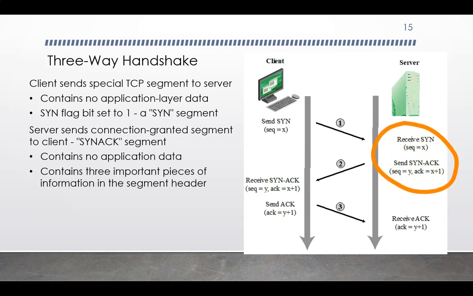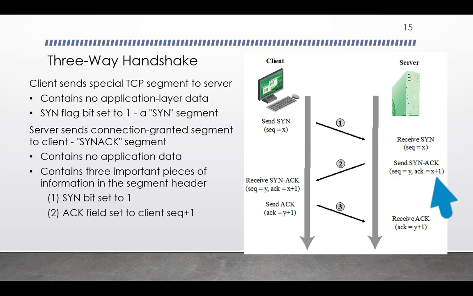So the server sends the connection granted segment to the client. There's a SYN bit that is set, and there's an ACK bit, the acknowledgement bit. Again, this segment contains no application data. It contains three important pieces of information within the segment header, though, these flags being set. The SYN bit is set to 1. The acknowledgement number is set to the client's sequence number plus 1, and the server's initial sequence number. So notice that the client sends a sequence number. The server in the response kind of echoes that back, plus 1, but sends its own sequence number.